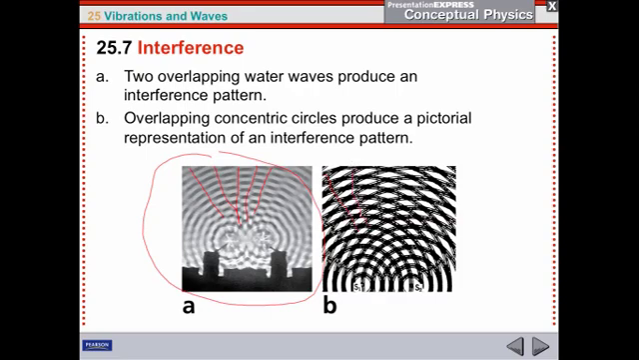So you've got crests and troughs that meet, and you get this different interference pattern as you go through them. So you can play around with that on your iPad for a little bit.